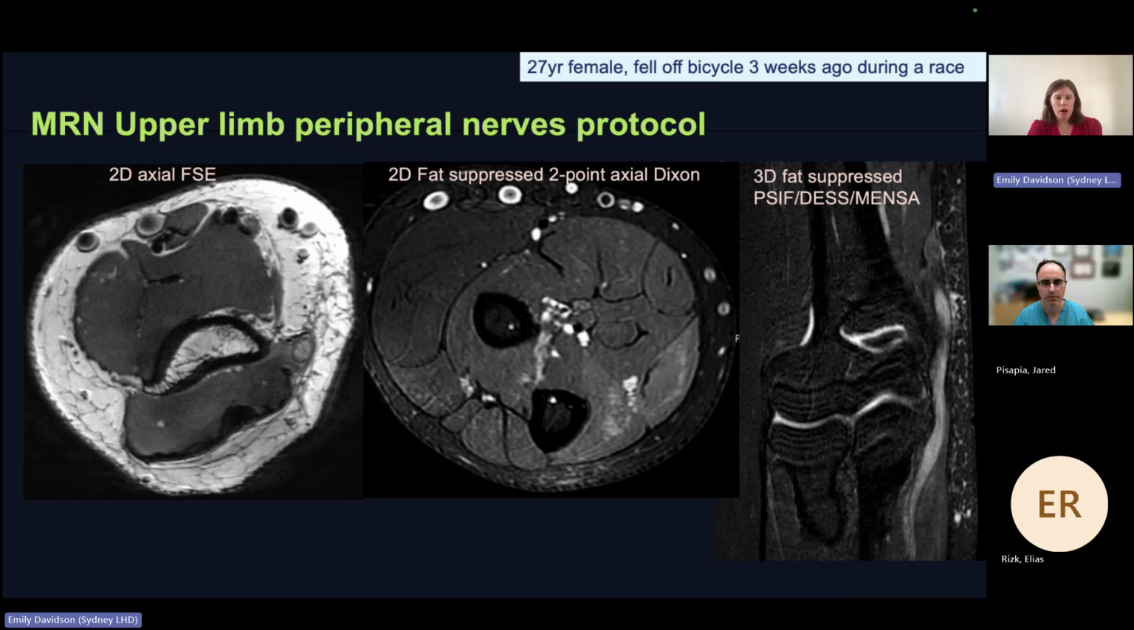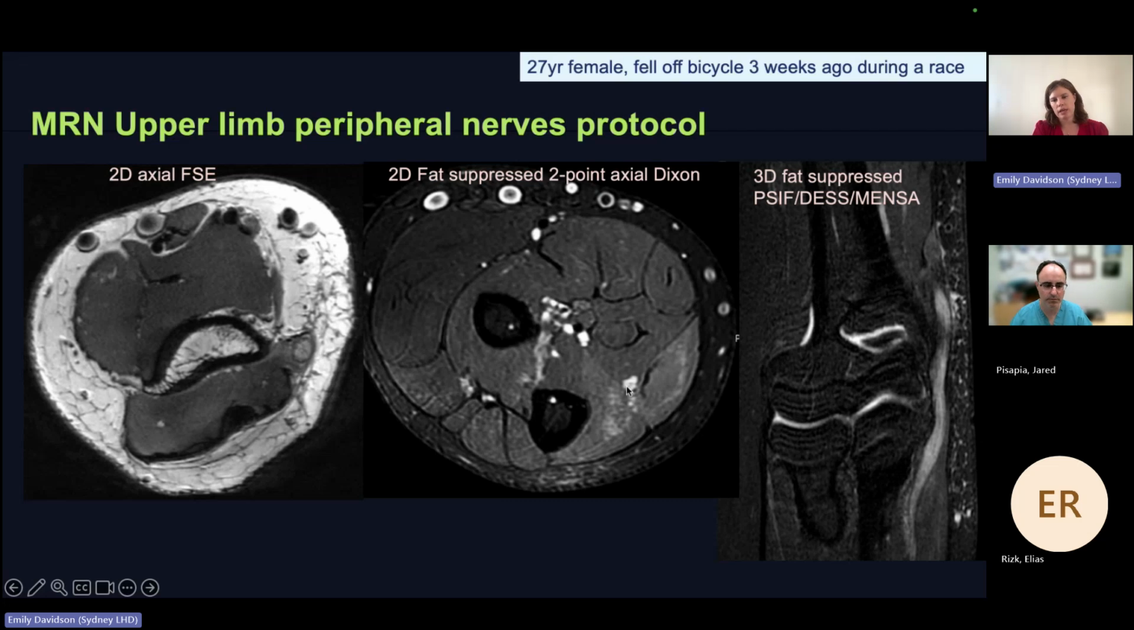The sequences are essentially the same. It's just that it's a lot more straightforward. We're not dealing with those angles that we're dealing with in the neck and the shoulder. And so we can just do straight, plain axial, so cross section, and then longitudinal, either coronal or sagittal. And the main sequences here are going to be really thin slice, fat suppressed T2 weighted sequences, as well as a PD sequence. And this is a fast spin echo. And the PD gives us assessment of the fat planes and any scar tissue.